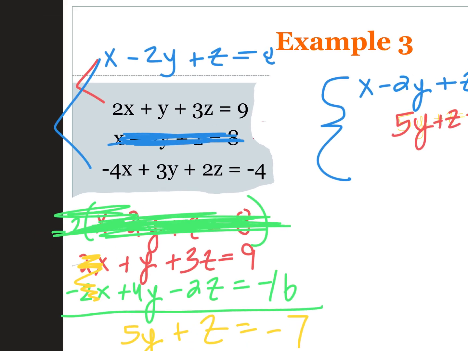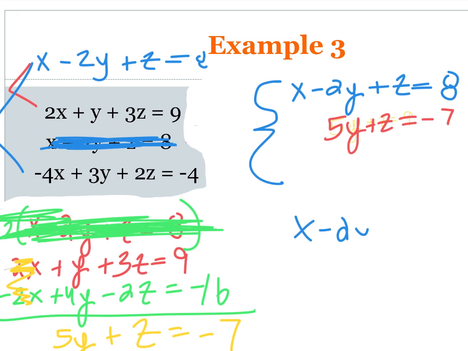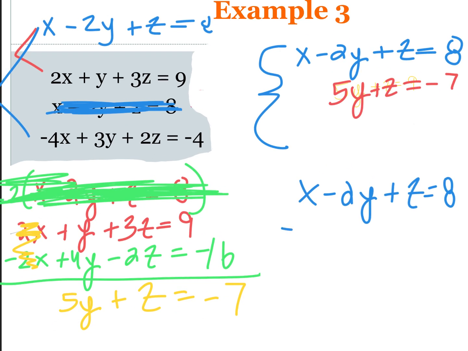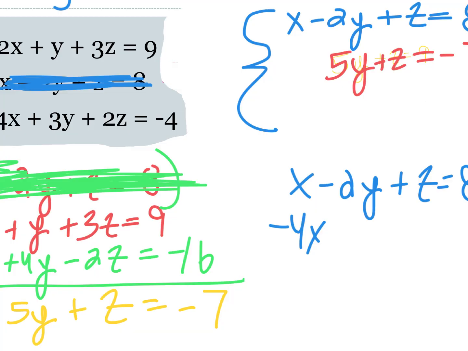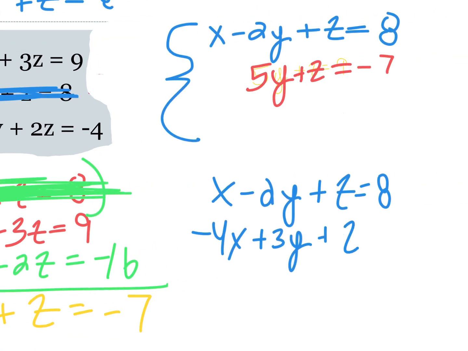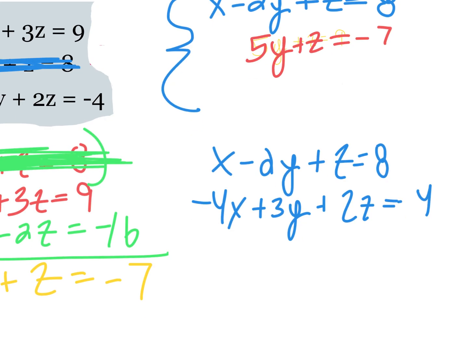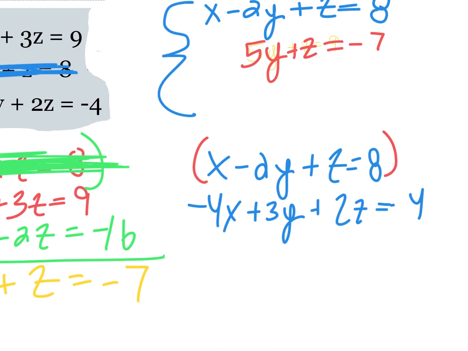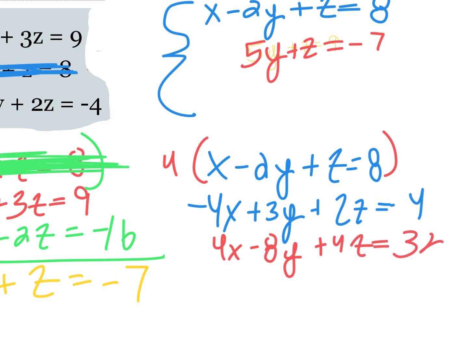So 1 and 4. So I have x minus 2y plus z equals 8. And my bottom one is minus 4x plus 3y plus 2z equals -4. What do I have to multiply the top equation by? +4. There we go. So 4 times x is 4x. 4 times -2 is minus 8y. 4 times z is plus 4z. And 4 times 8 is 32.